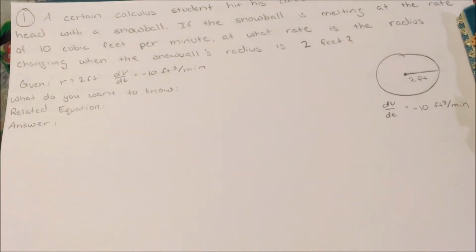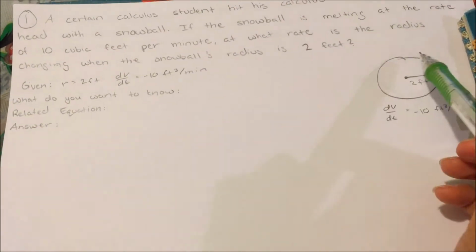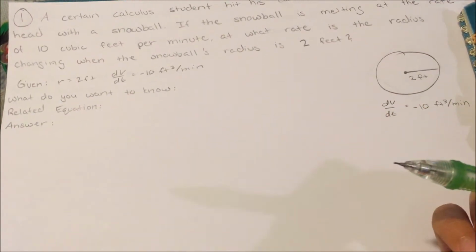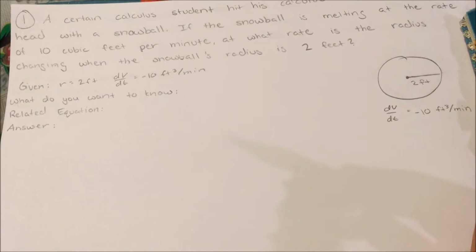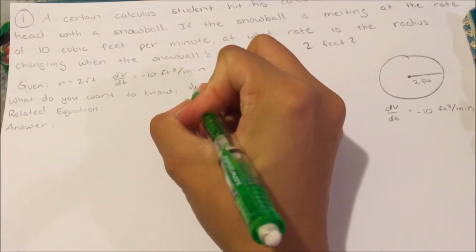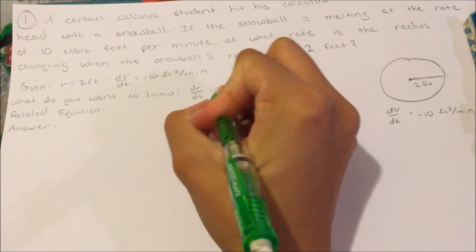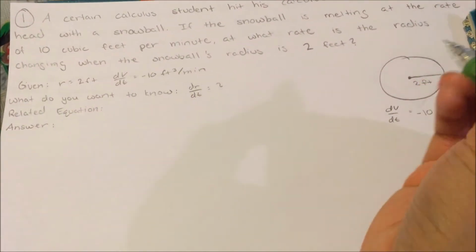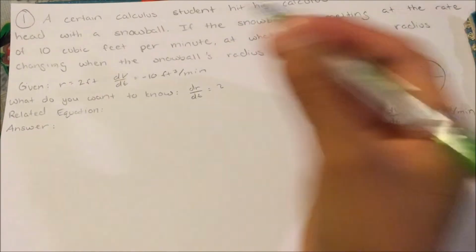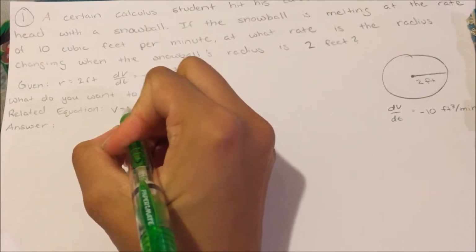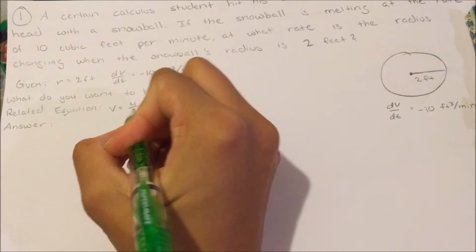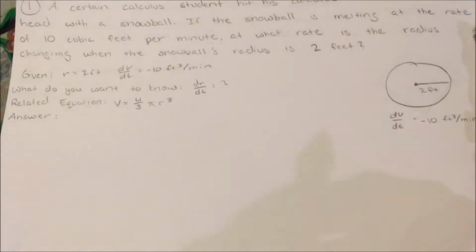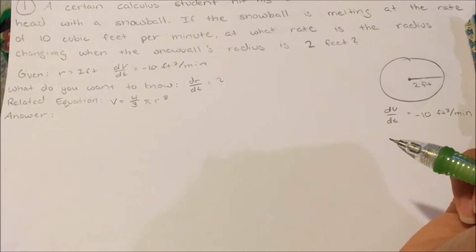And what do we want to know? We want to know at what rate is the radius changing when the snowball's radius is 2 feet. So we basically want to know the rate of the radius changing. So we want to know our dr/dt. The equation we're going to be using is the volume of a sphere because the snowball is a sphere. And so the equation is V equals 4/3 pi r cubed. So that's what we have so far.